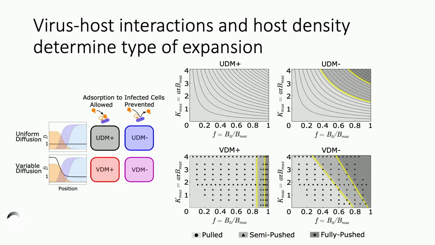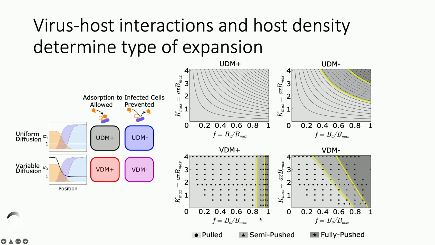That's more or less the quantity that you're looking at. So what we found, again, if the diffusion is uniform and absorption to infected cells is allowed, for the whole parameter space, these waves are pulled. If you go down here, which is when you actually introduce the variable diffusion, then you find what I showed, basically in the case of the T7, that at a very high bacterial density, you get a pushed regime.